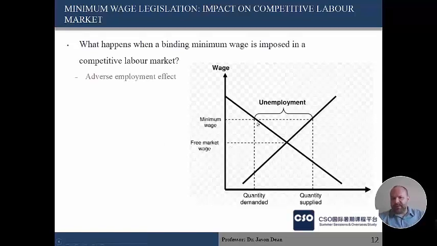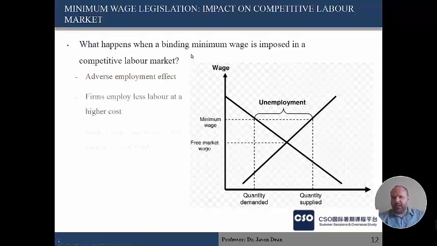Then with this minimum wage, we see that the quantity demanded of labor is going to be lower. The quantity supplied is going to be higher. This higher wage is going to exceed certain people's reservation wage, and then they'll want to enter the labor force. And so what you end up with is unemployment.